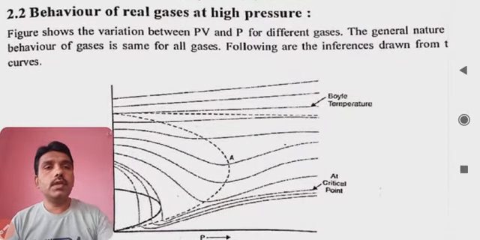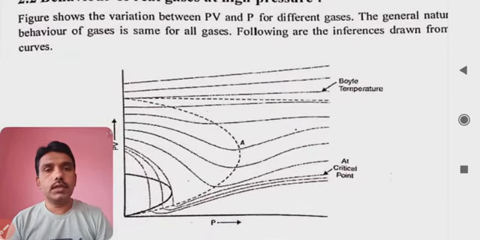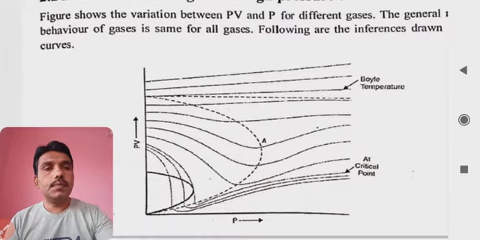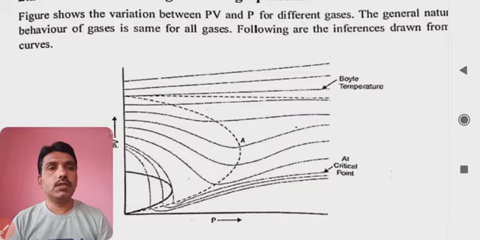Here we are looking at the PV versus P relationship. Along the x-axis there is the pressure, and along the y-axis there is the product of pressure and volume. For the different gases, the graph is shown in this case.